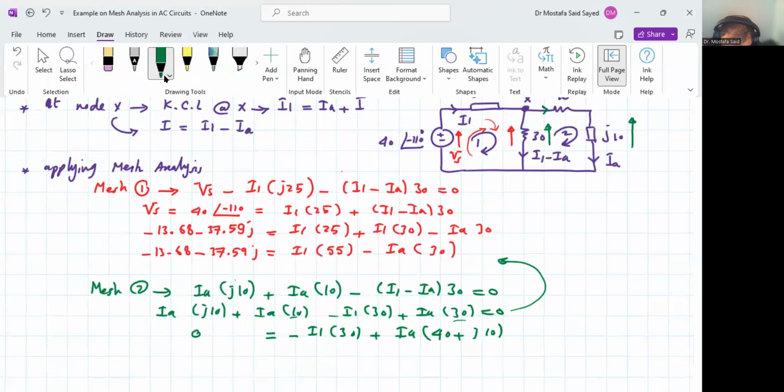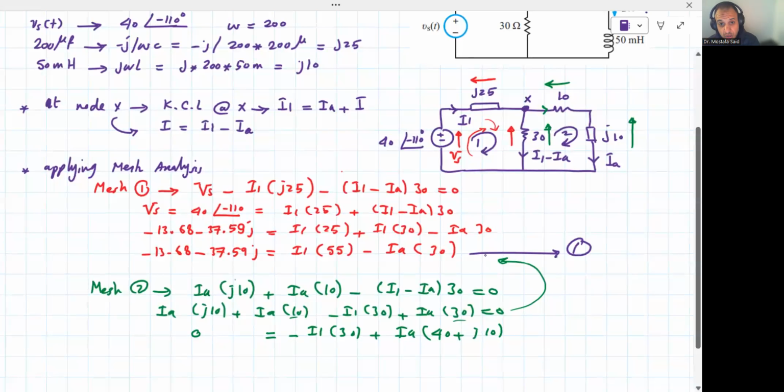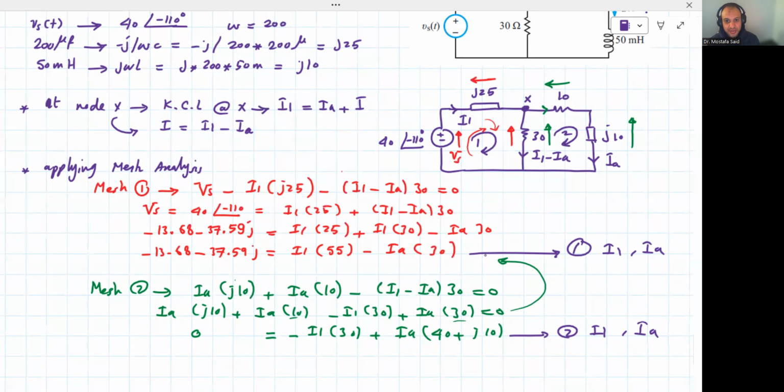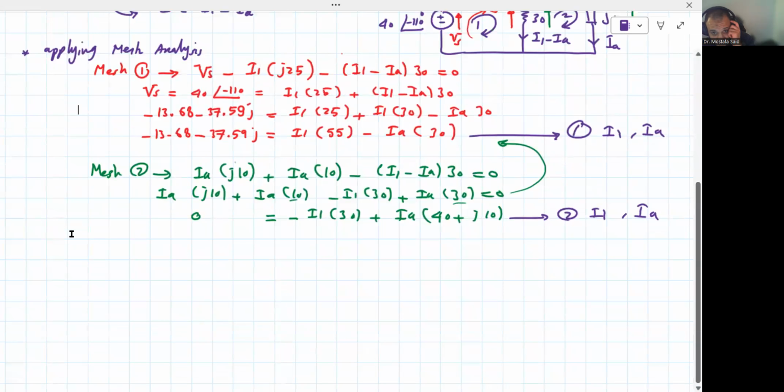So let's go back now to our original circuit. That's equation number 1, two unknowns, I1 and IA. That's equation number 2, again in I1 and IA. So we have two equations in two unknowns, and one of these unknowns is IA, the one we really want to calculate. By solving these two equations together, we will find I1 and also IA, which is our main objective. This is basically a linear system of equations.